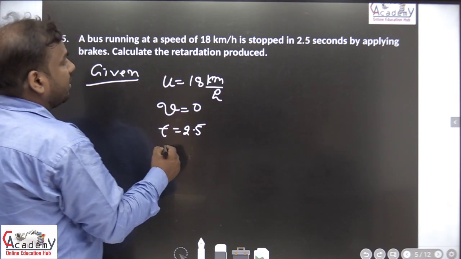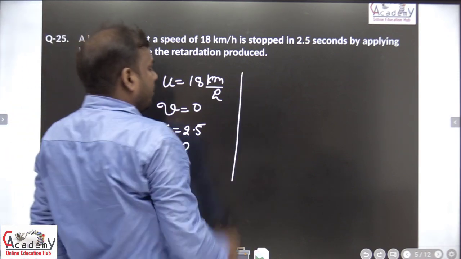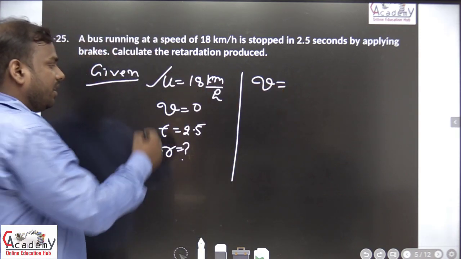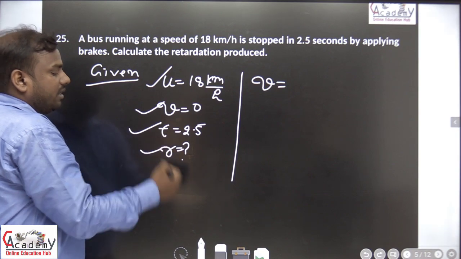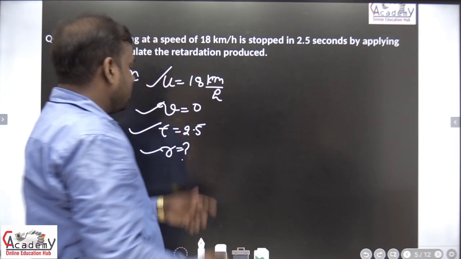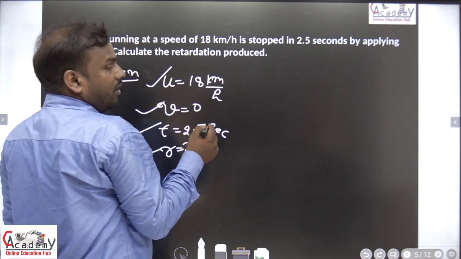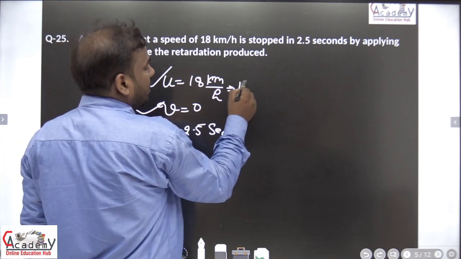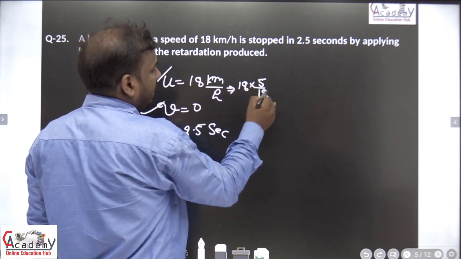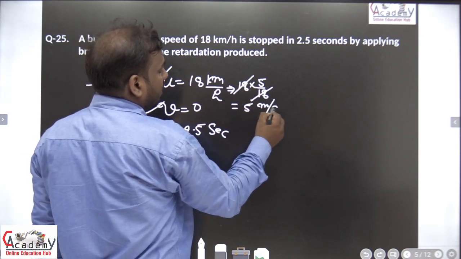Then calculate the retardation. You have to find the retardation. Now how do we find it? We use the first equation of motion, because the initial velocity, final velocity and time are given. But there is one more problem here: time is given in seconds and velocity is 18 km per hour. So we have to change the initial velocity to meter per second by multiplying by 5 by 18, that cancels, and the initial velocity is 5 meter per second.